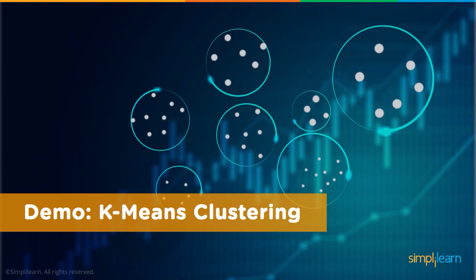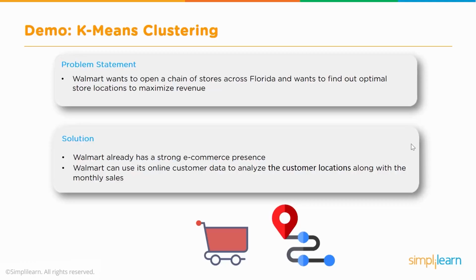All right, let's take a look at a couple of demos of k-means clustering, some actual live demos. First, we have to determine what the problem is that we're trying to solve. So let's say Walmart wants to open a chain of stores across the state of Florida, and it wants to find the optimal store locations. Now, the issue here is if they open too many stores close to each other, obviously they will not make profit, but if the stores are too far apart, then they don't have enough sales. So how do they optimize the locations?